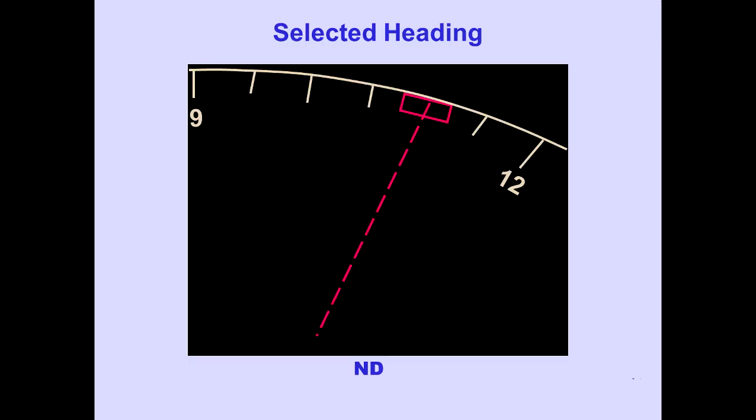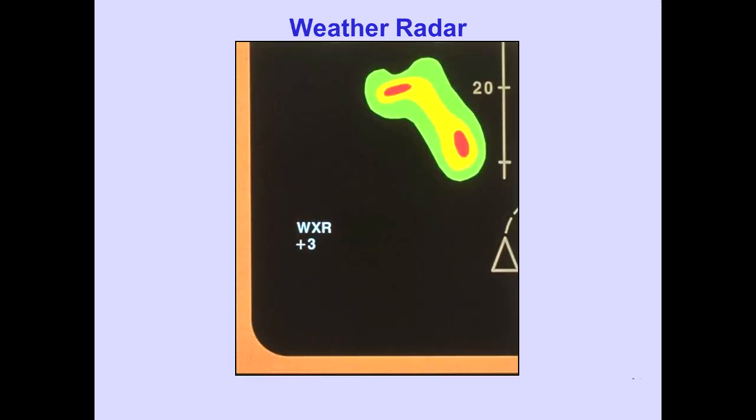The selected heading indicator reflects the heading manually selected on the mode control panel by one of the pilots. Weather can be displayed on the ND. This is discussed in weather radar.